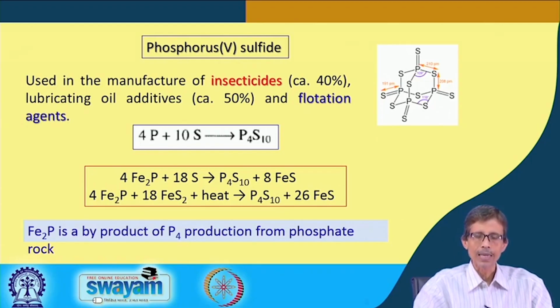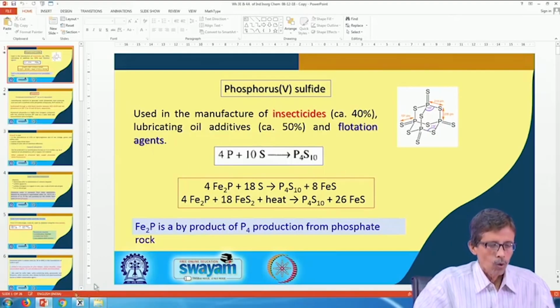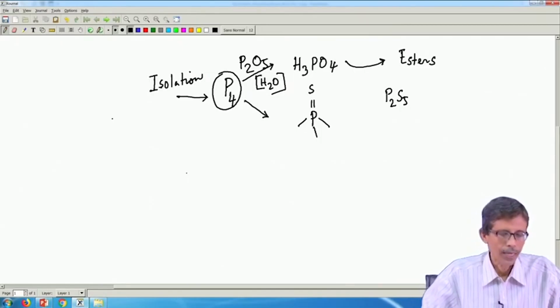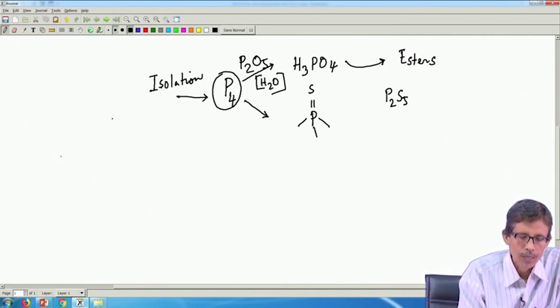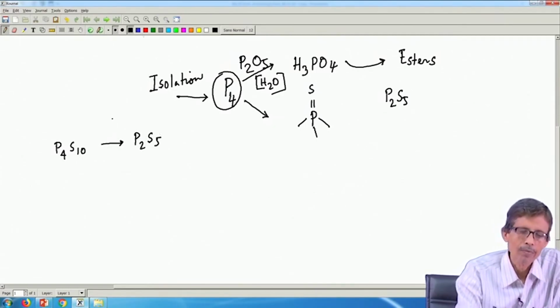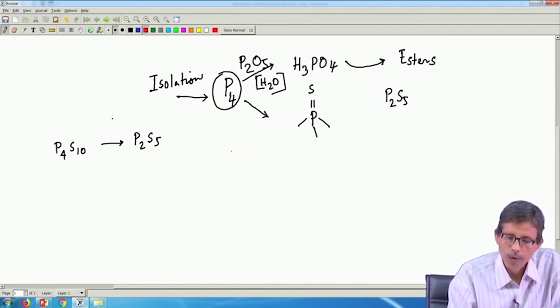So these are basically the avenues where you can utilize this, not only the production of P4S10 but also the production of FeS, which we get basically from your phosphate rock. So what we see now, that this particular process what we are talking about, that now we just moved here from this to your P4S10, which is giving us P2S5. And our intention is that we should have the lubricating oil additives.